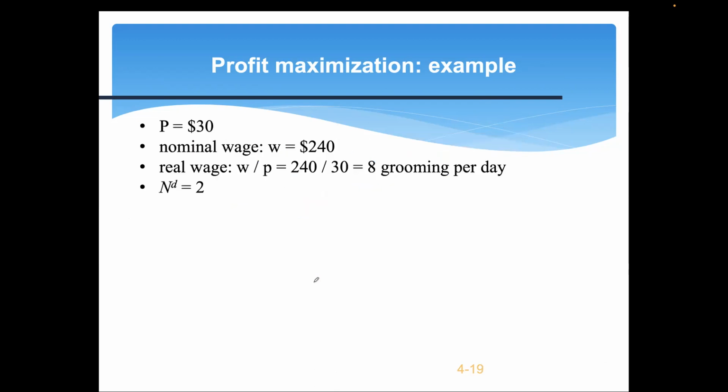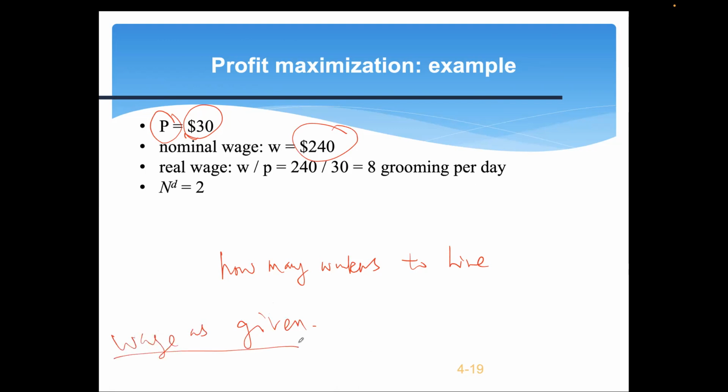Right? Now we go to the critical part. Here P is the price for each dog groomed that they're going to charge. The firm needs to decide how many workers to hire. Okay, this is the critical part. So for example, if the nominal wage is equal to 240, remember again that we just take the price as given, or the wage as given.